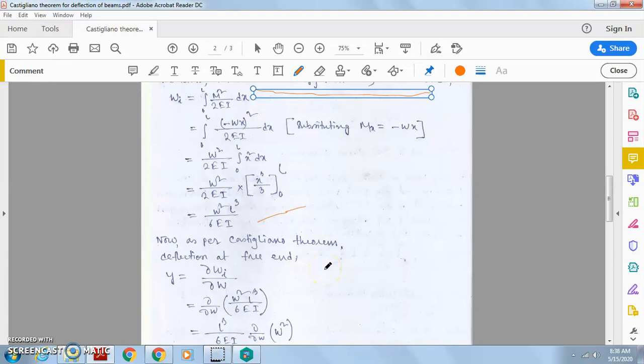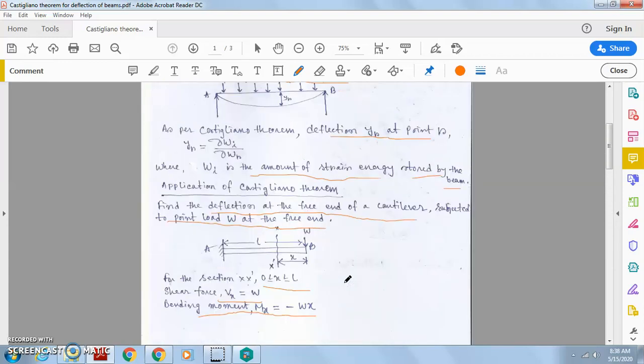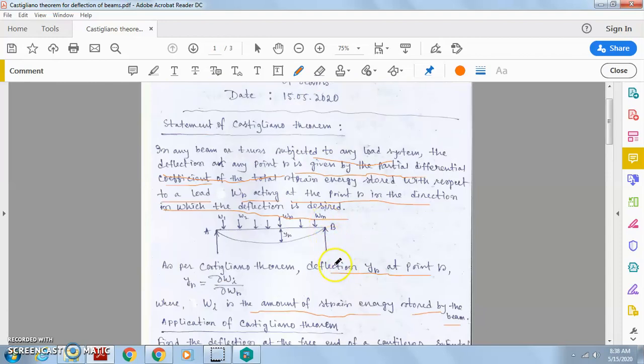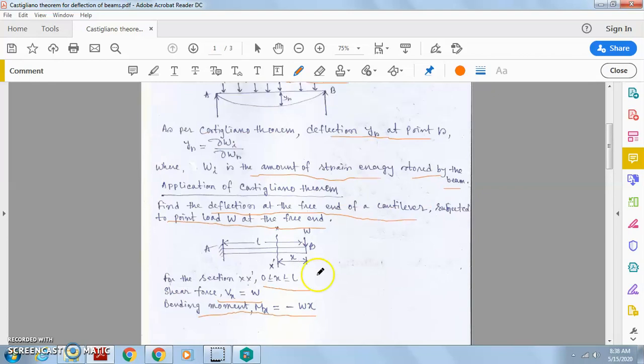Now we will go back to the Castigliano theorem. What Castigliano has proposed is that the deflection at the free end, represented by y, will be del of Wi divided by del of W. At the free end, the amount of load is W. So in order to find the deflection at the free end, we take the partial differential of Wi with respect to W. Suppose we want to find the deflection at a point somewhere in between the beam.